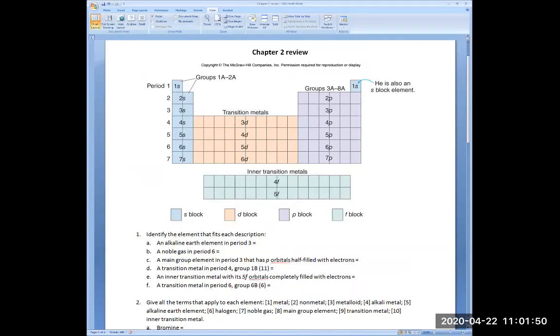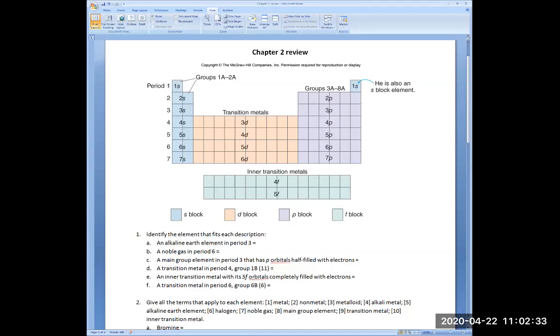So identify the element that fits each description. An alkaline earth element in period 3. So find the alkaline earth elements in period 3. So it would be good to have the periodic table out. I could also show it. So do you need me to have it on the screen? Can you tell me if yes or no? Okay, so you need to have a periodic table that you can watch. I can also have it on the screen.